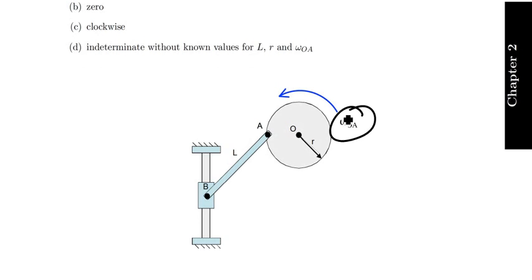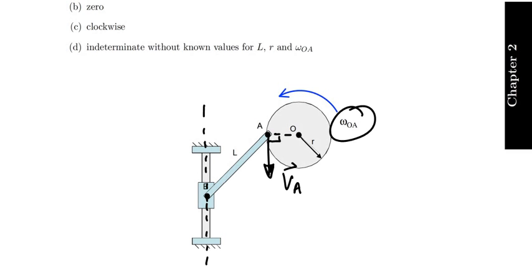In this case, I know omega OA, and if I note that the center of rotation of this rotating disk is at O, I can use that knowledge, of course, to get that the velocity of point A in this case has to be pointing straight down. I also know that the velocity of point B is constrained to move along this path as indicated.